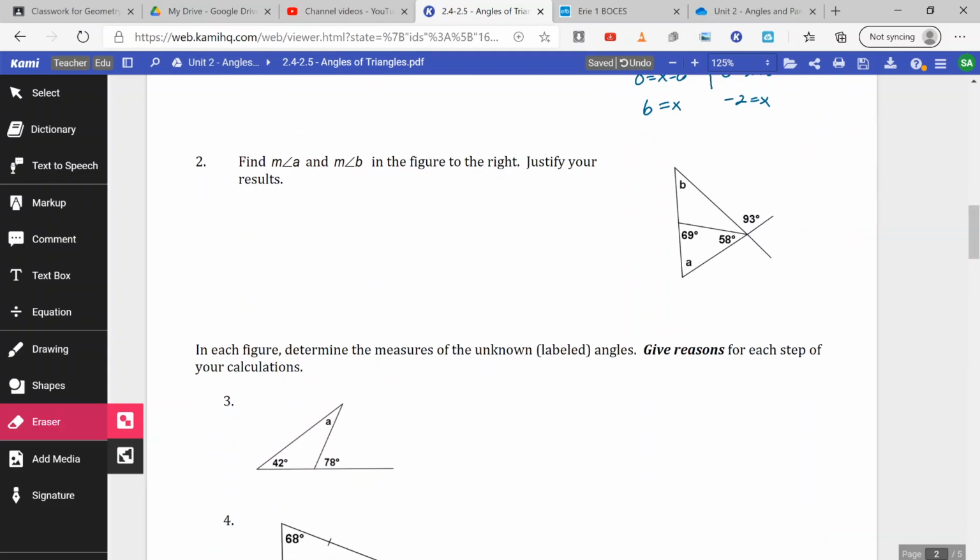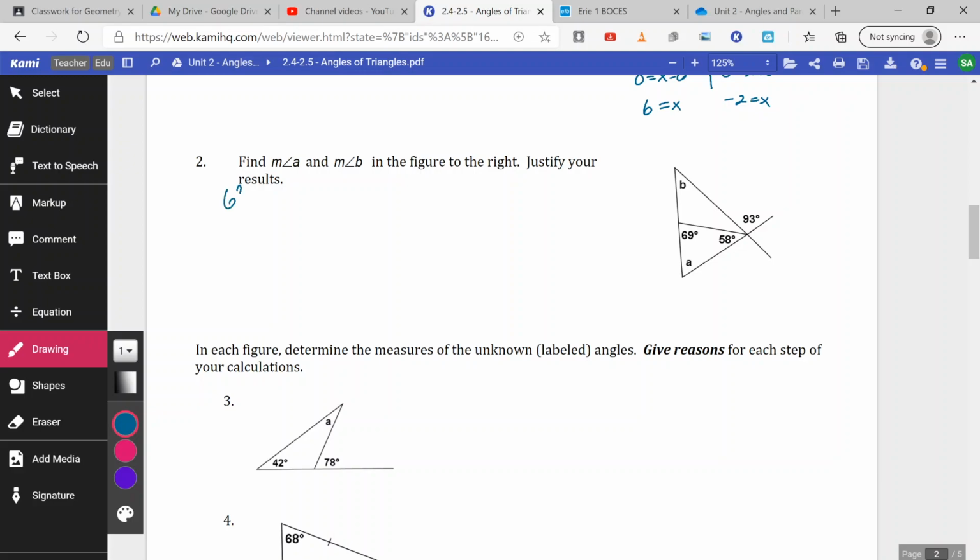Number 2 here, we have to find A and B to justify our answer. So here's angle B, here's 93 degrees on the outside over here, 69, A, 58. Notice here we have a small triangle with two out of the three angles. And we know that, again, in a triangle all three angles add up to 180. So 69 plus 58 plus A gives me 93.